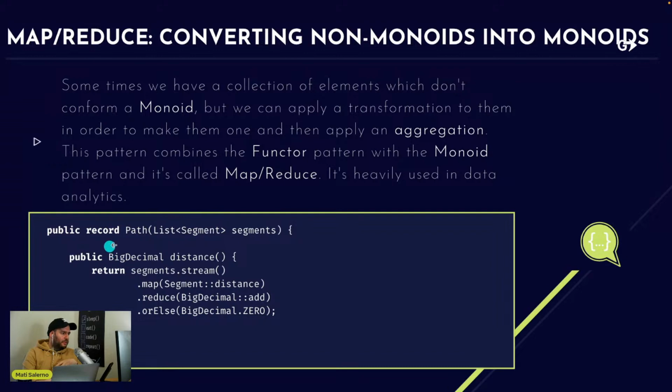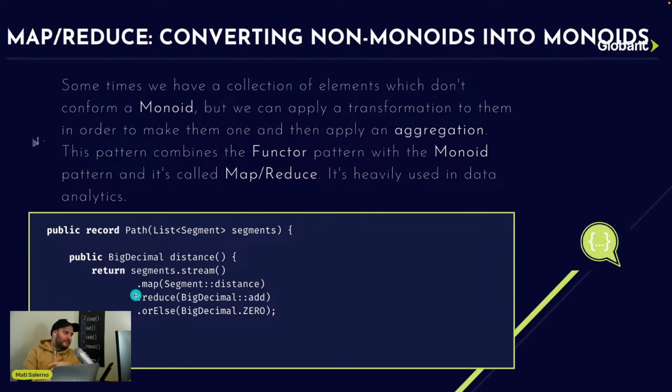And we saw this with the distance method. In the distance method, we effectively use the map reduce pattern. It's really easy to identify in this case because we're using the map method and then we're using the reduce method. So it's extremely clear. But there are some languages where this function might be called differently.